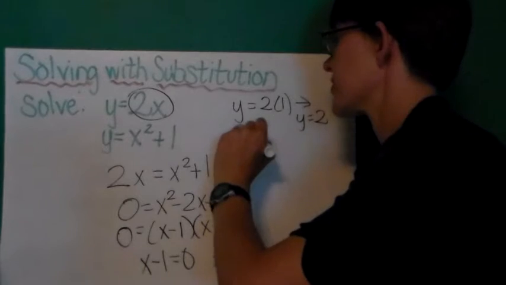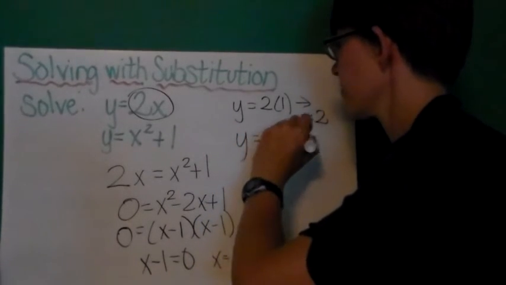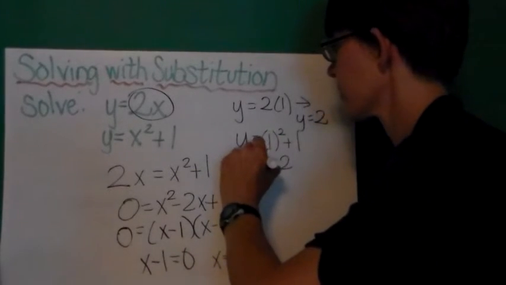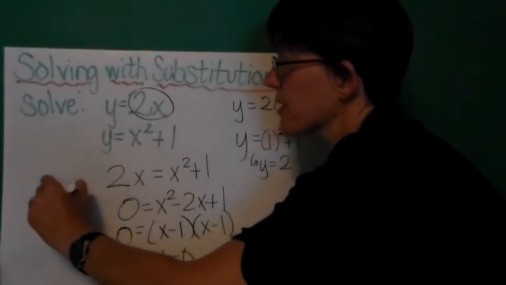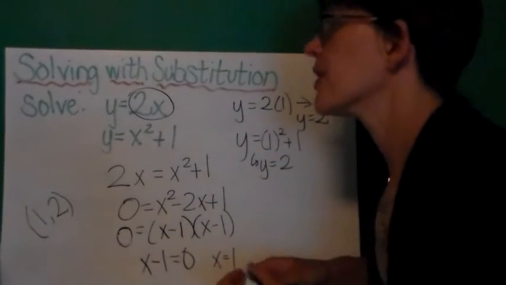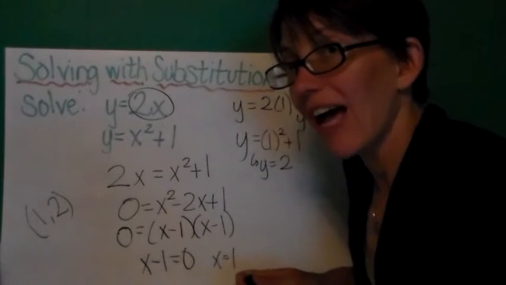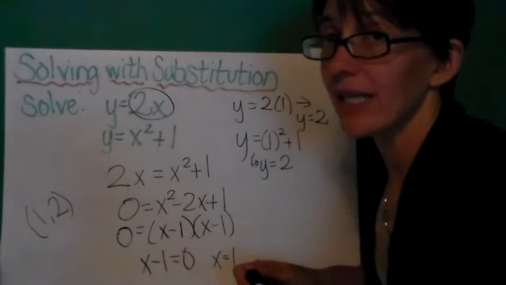Let's just check and see if this also yields an answer of 2. So I have 1 squared plus 1, y equals 2 here as well. So my single solution point is 1, 2. The line y equals 2x intersects the graph of y equals x squared plus 1 in 1 point.